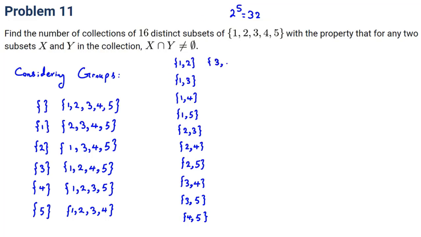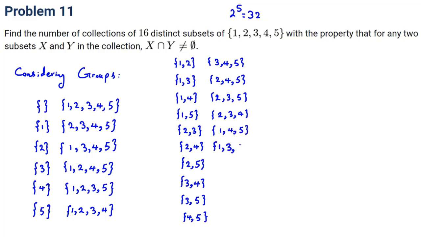For example, for 1 2, it will be 3, 4, 5. For 1 3, we have 2, 4, 5. For 1 4, we have 2, 3, 5. For 1 5, we have 2, 3, 4. For 2 3, we have 1, 4, 5.